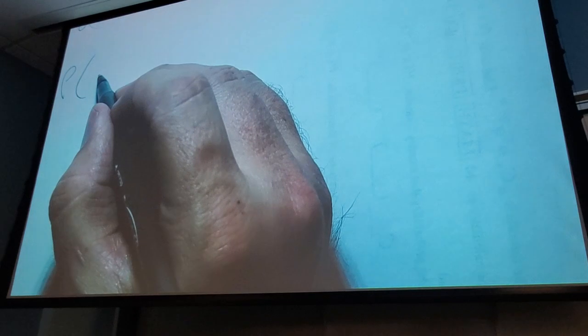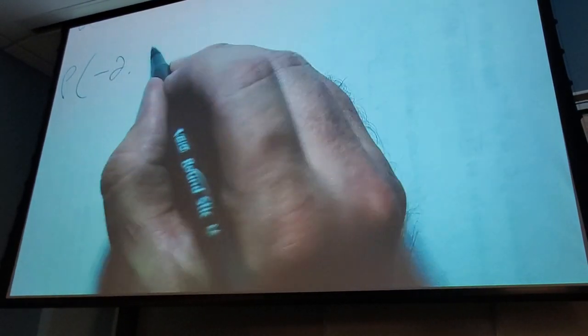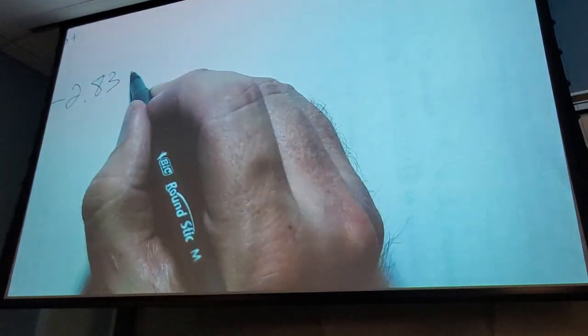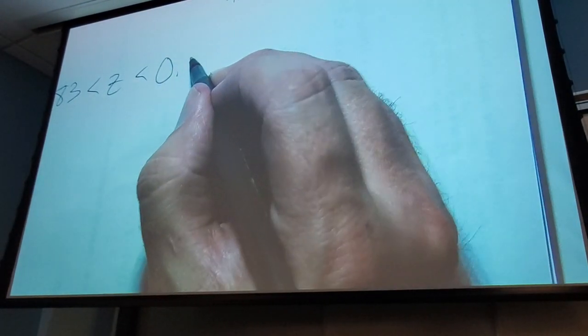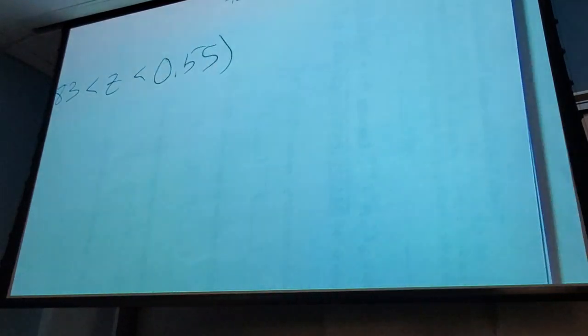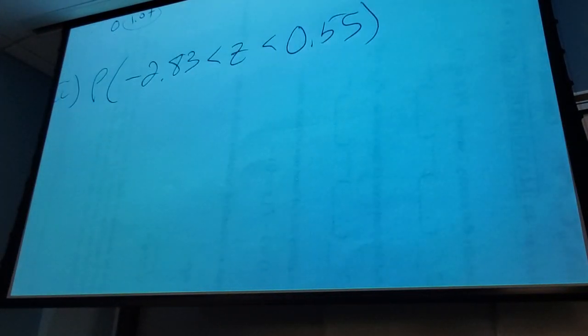All right, what about this? Ready? Let's do negative 2.83 is less than z, is less than 0.55.